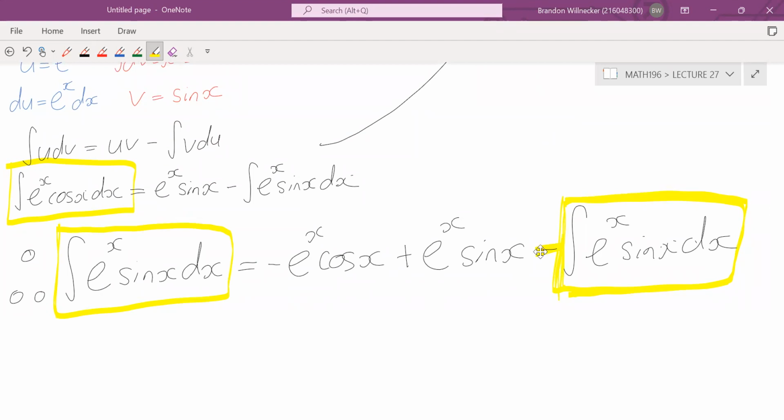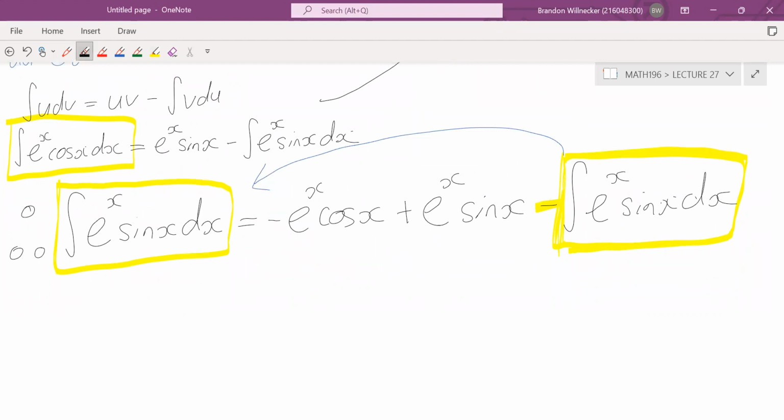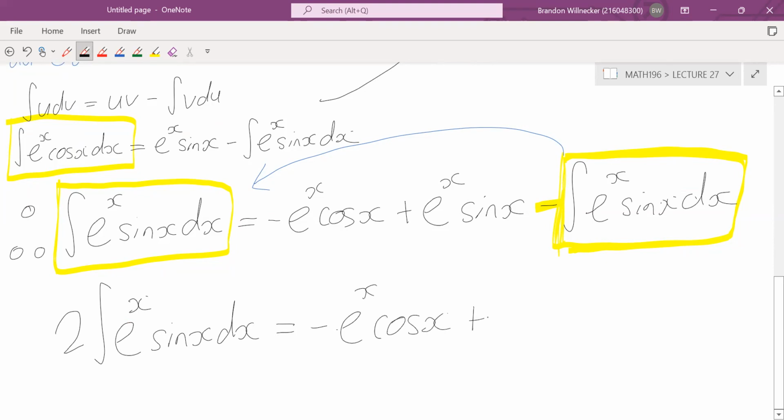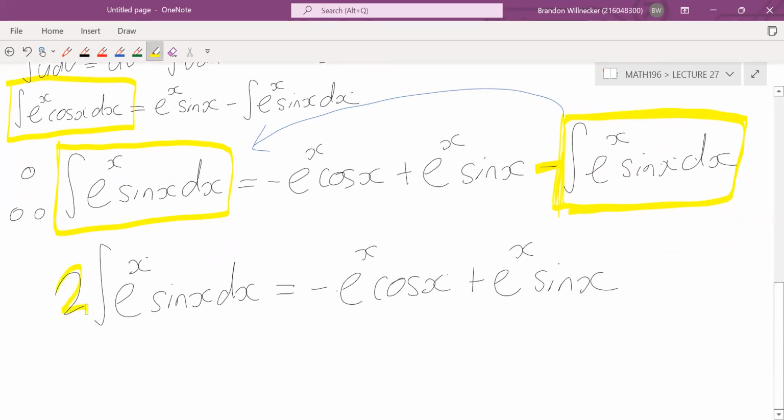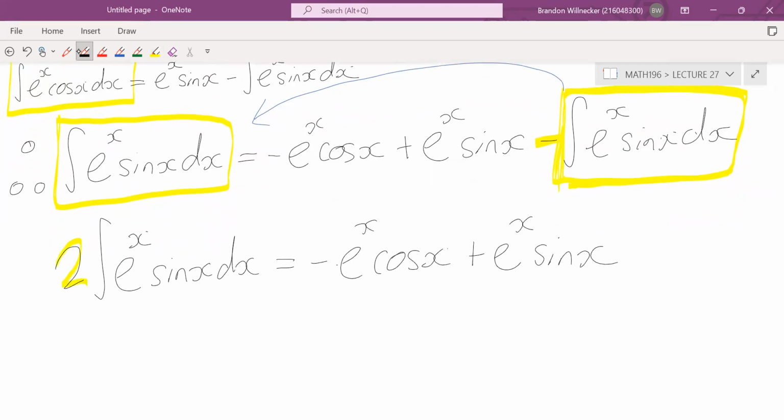So what we can do is take this term on the right-hand side and take it over to the other side. We end up with 2 times the integral that we want is equal to minus e to the x cos x plus e to the x sine x. So we get 2 times the integral we want, and we can just divide both sides by 2. The integral of e to the x sine x dx is now half of the right-hand side.